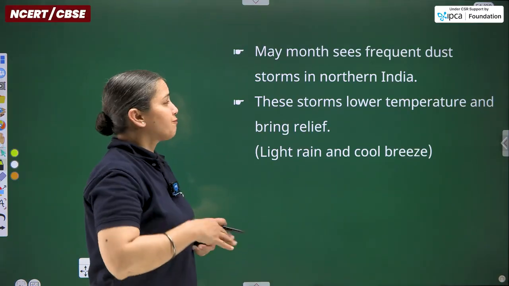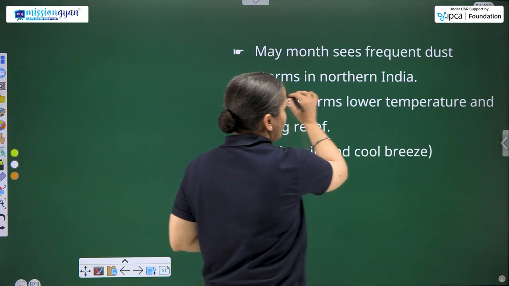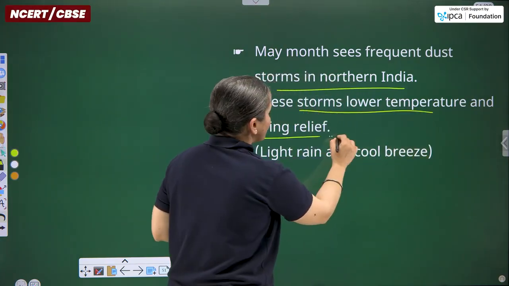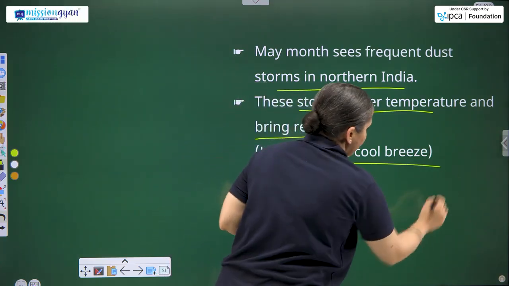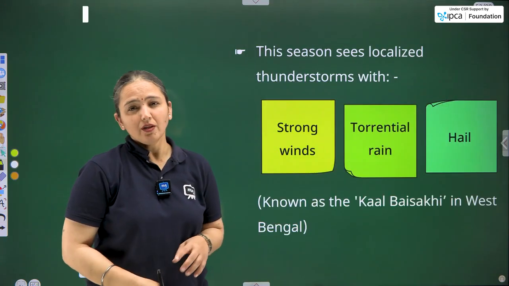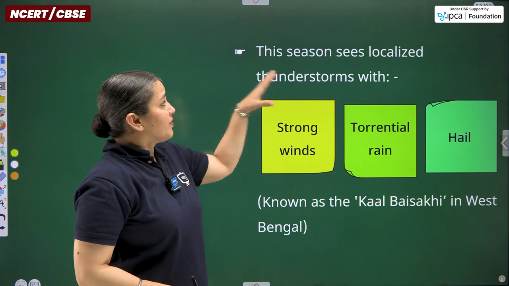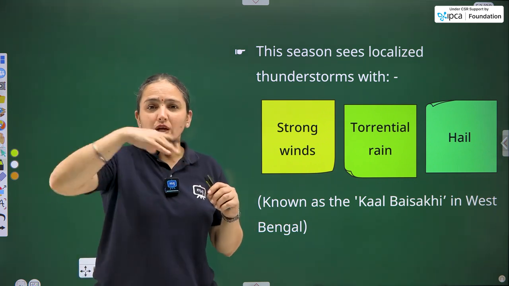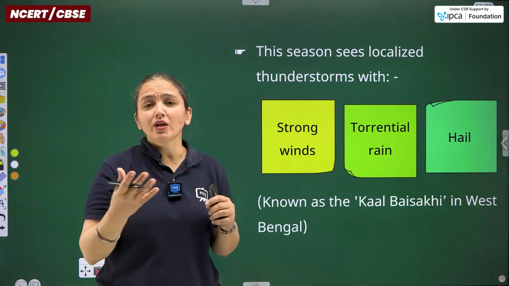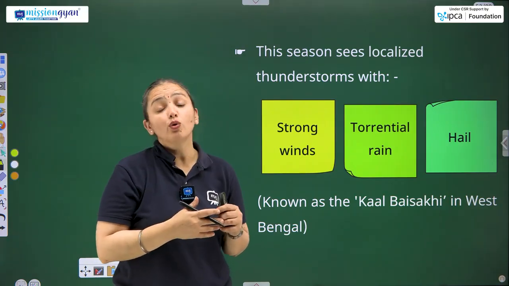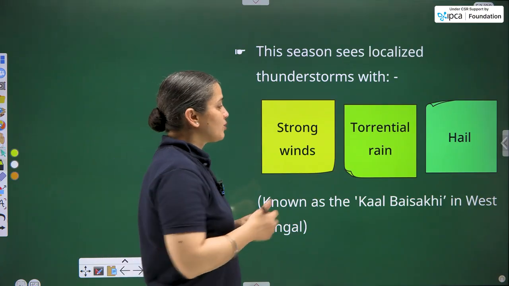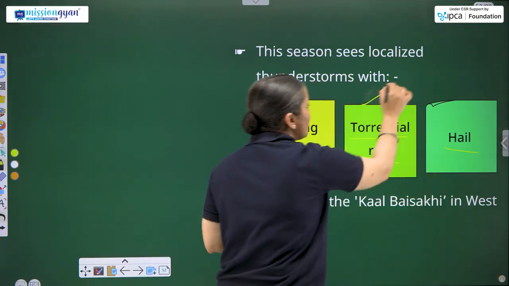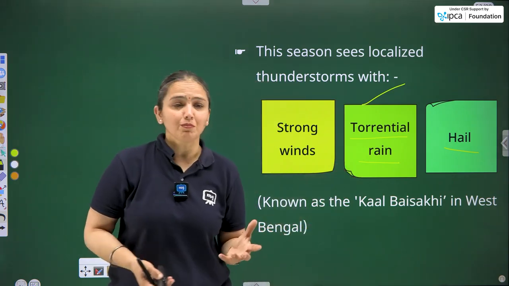The month of May sees frequent dust storms in northern India that call for rain. These storms lower the temperature and bring relief through light rain and a cool breeze. This season sees localized thunderstorms. The sudden rise in temperature will lead to the sudden occurrence of rainfall also. Strong winds blow, bringing torrential rain and hail, heavy rainfall because of the extreme temperature.